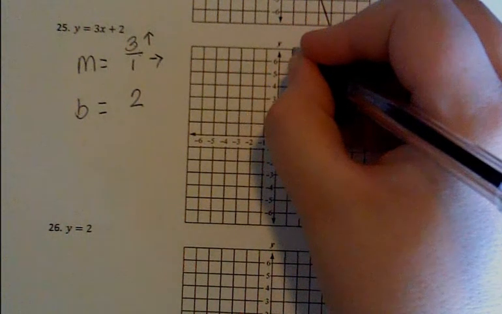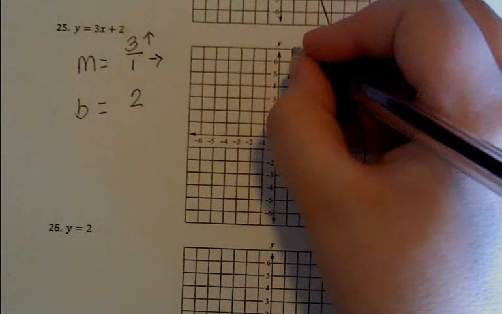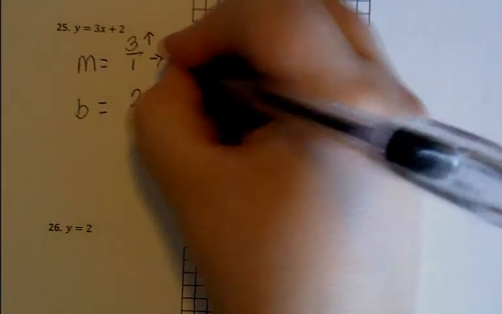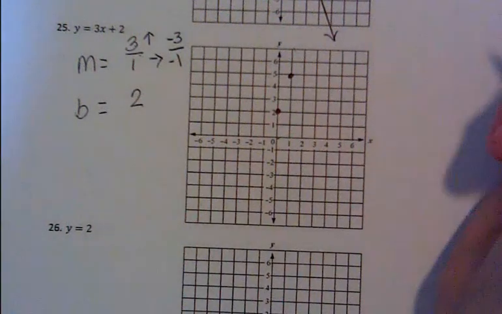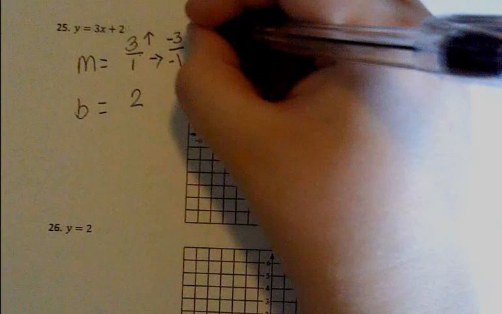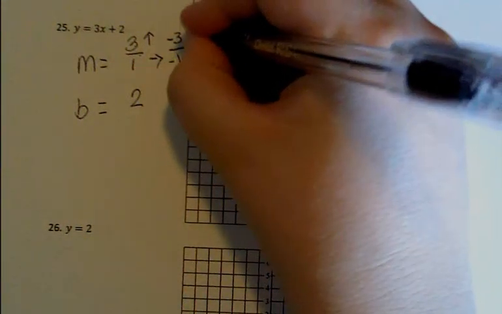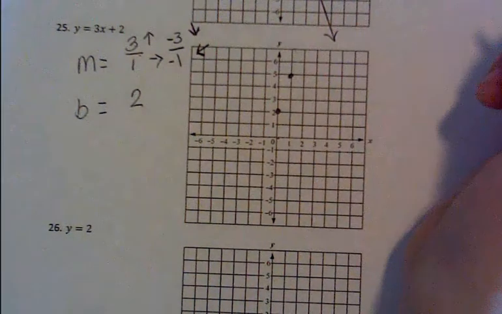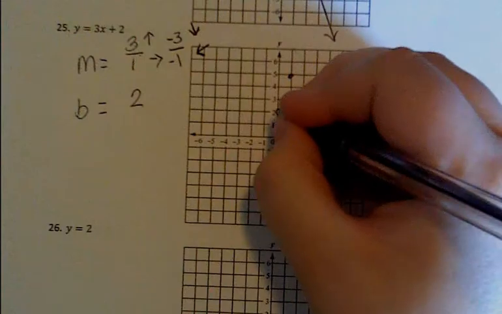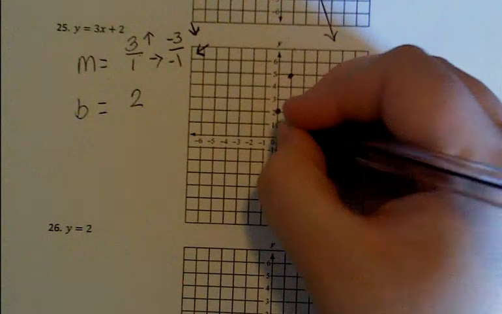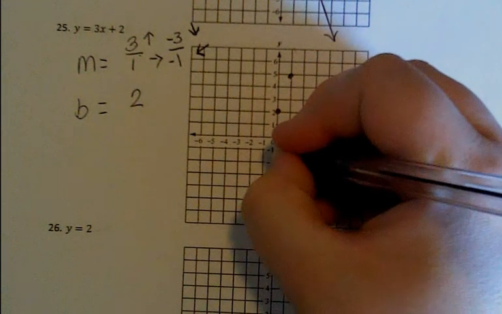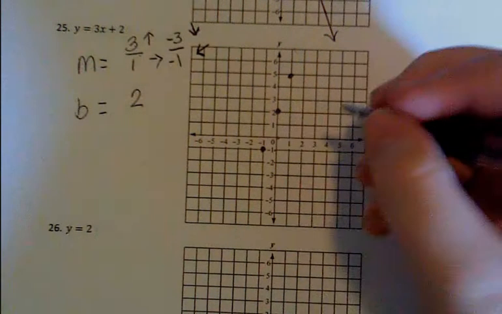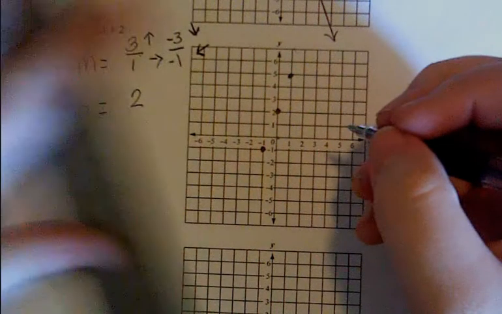So that means I have to change my signs and make this now a -3 and this now a -1. So that means my new directions are going to be down 3 and to the left 1. So I go back to my y-intercept and I'm going to go down 3 and then to the left 1. Now I have my 3 dots, so I'm going to connect them.